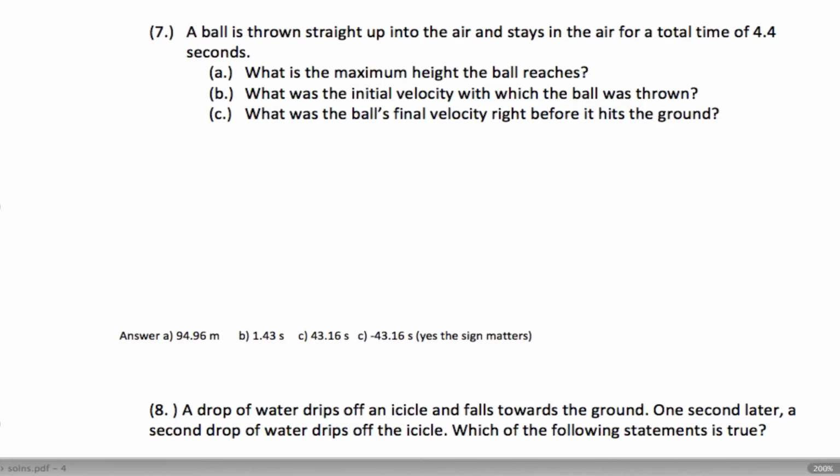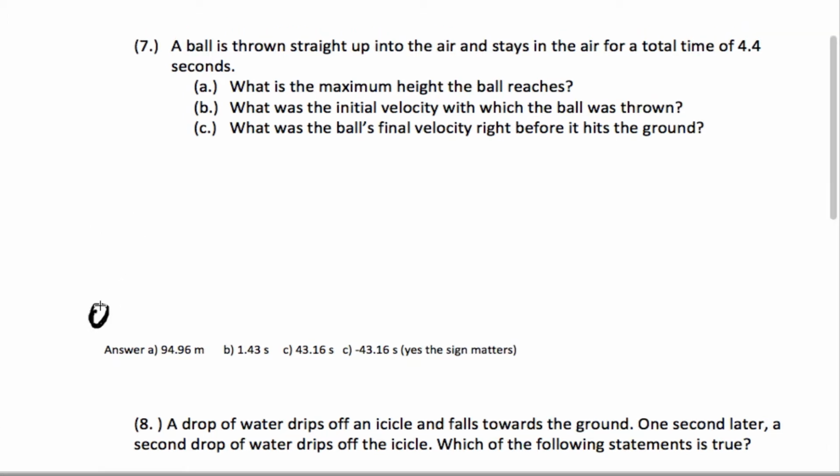Alright, so we've got this problem number 7, and it's a ball thrown straight up into the air, and it stays in the air for 4.4 seconds. What I want to do is split this into two parts. First, the ball is launched from the ground, flies into the air, and stops. That's the first part. Now the second part is we're going to have the ball in the air and then fall back to the ground. And this is how this is going to work.